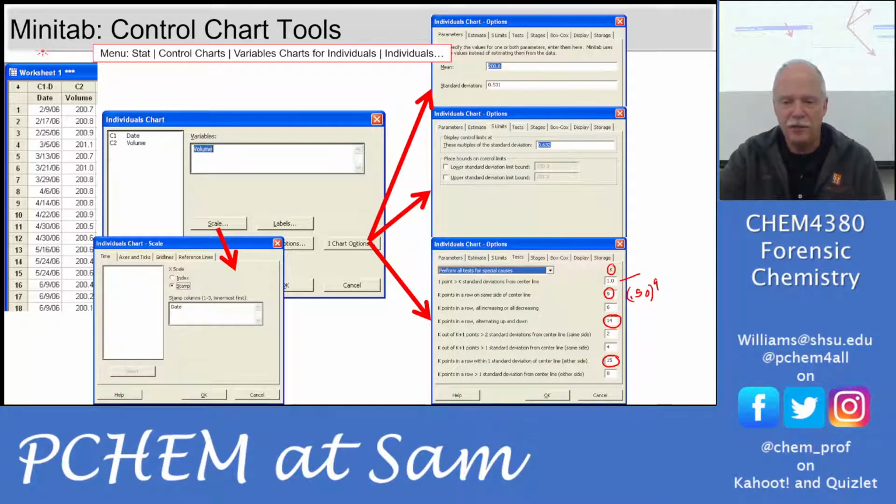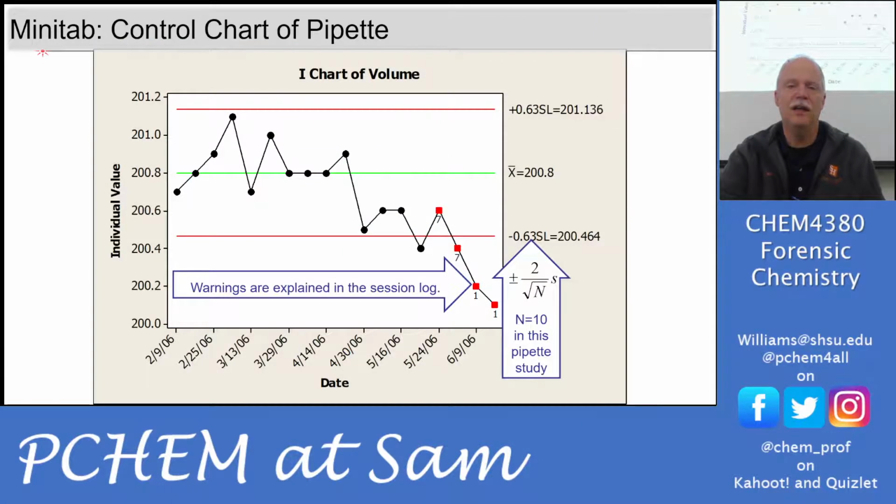And then the last one, K points in a row greater than one standard deviation from the center line. So 8 points in a row outside the standard deviation. So once again, that could be your standard deviation changing, but it's getting wider, not narrower. Now what you don't want to do is to turn all of these tests on. If you turn all of those tests on, you're going to be chasing every data point, it's probably going to have a flag on it. And you're going to think that your data is never in control. You want to only turn on those tests that are significant for your process. And so that takes a little bit of experience.